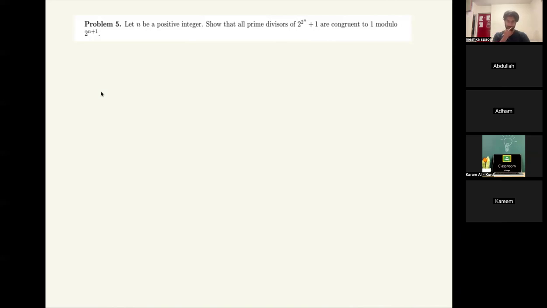So maybe we can start with, we just assume that 2 to the n plus 1 is not congruent to 1 modulo 2 to the n plus 1. We did that, 2 to the n is not congruent to 0 modulo 2 to the n plus 1. However, 2 to the n is bigger than n plus 1 for all positive integers. So there must exist a number b such that b multiplied by 2 to the n plus 1 is equal to 2 to the n.